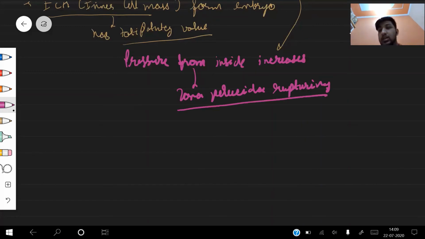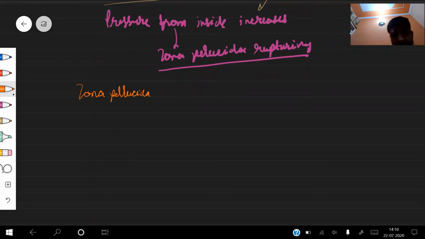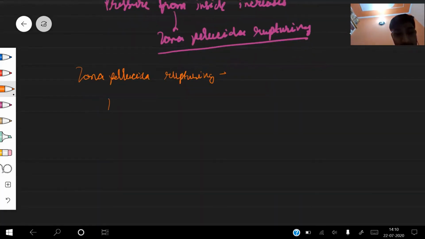During zona pellucida rupturing, sometimes the inner cell mass divides itself into three parts and gets attached to different locations of the uterus. Some attach to the fundus, some attach to the lateral wall of the uterus, and it is linked to twinning. So these are known as monozygotic twins.